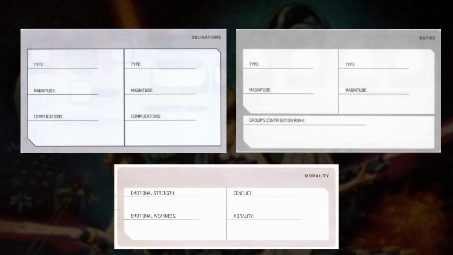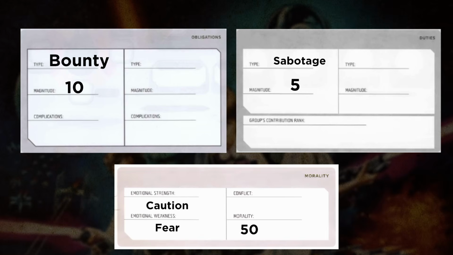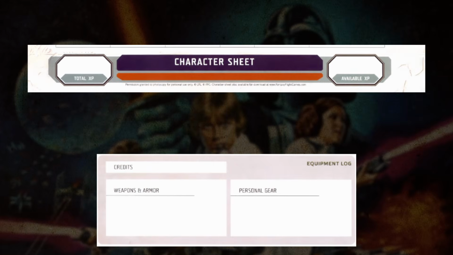So let's get your obligation, duty, and morality onto the page. This will be on the back of your character sheet, so look to wherever you see obligation, duty, or morality. Write down your starting magnitude for your obligation or duty or your morality number. If you were a light side paragon, write down 71 for morality. If you were a dark side user, write down 29. For everybody, if you took XP or credits, you can write down in the XP section on the front of your page or the credit section on the back of your page anything that you took.